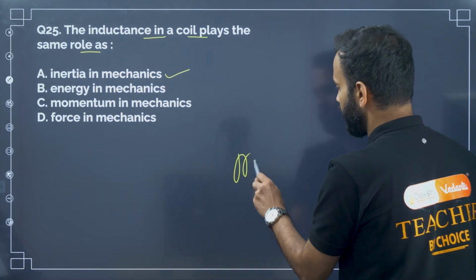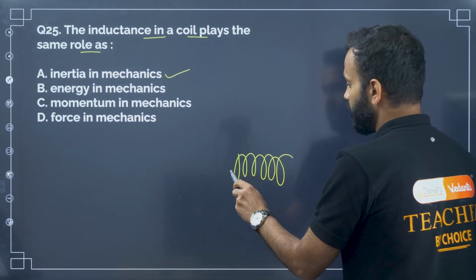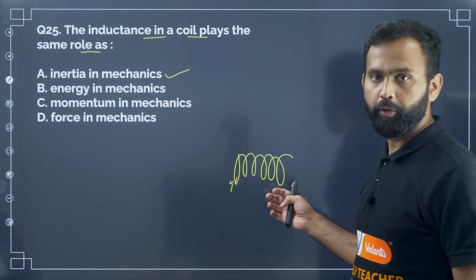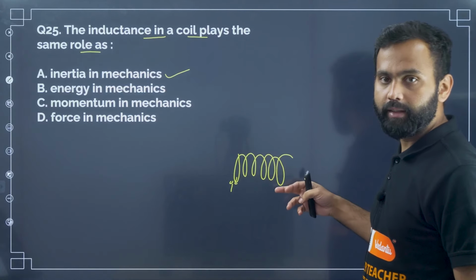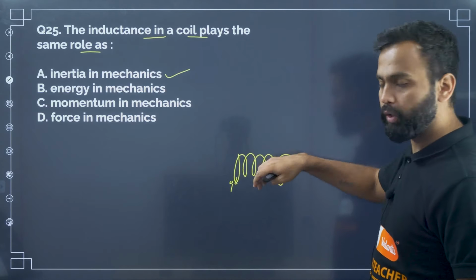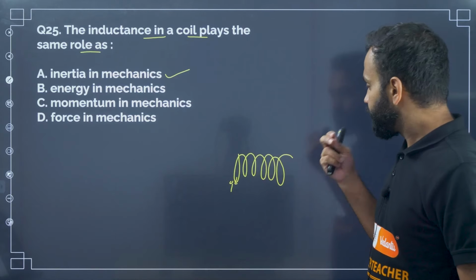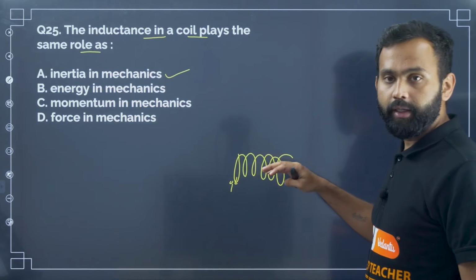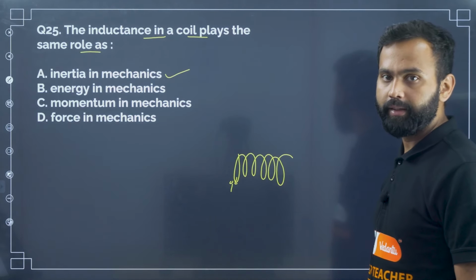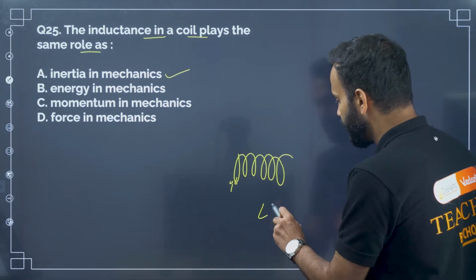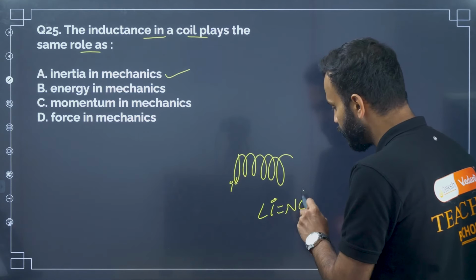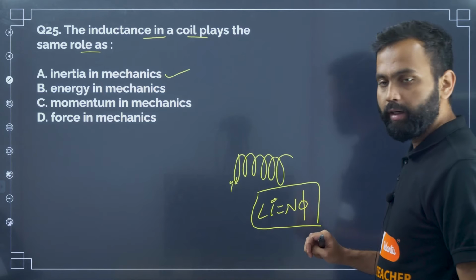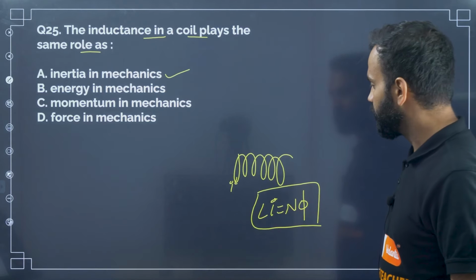Here this is the coil. If the current flowing through the coil is I, the magnetic field will be produced. If the current is increasing, the magnetic flux through the coil will also increase. To oppose the increase in magnetic flux, an induced current will be produced. We know that L into I is equal to N into phi. This is the relationship between inductance, current and magnetic flux.